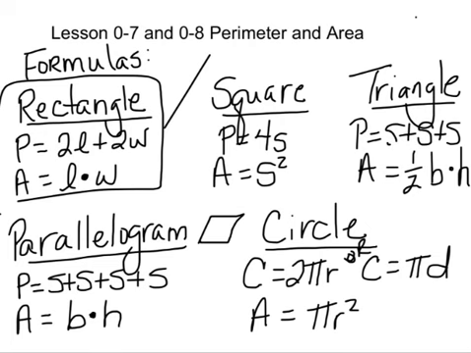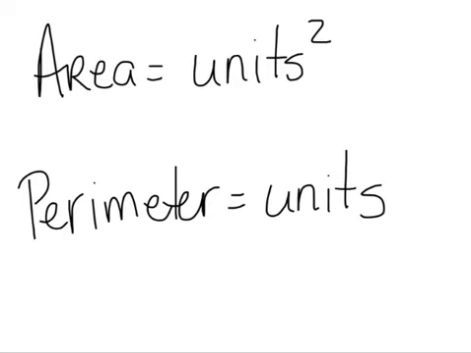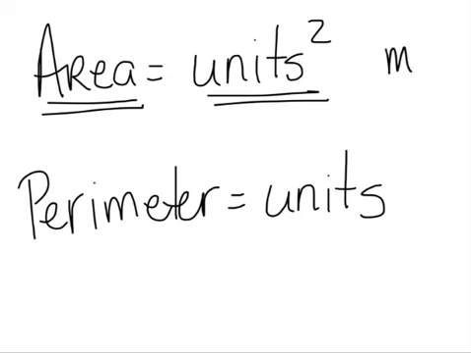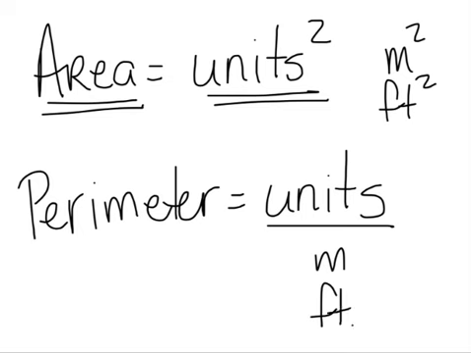All right, one more thing before we get into working some problems. I want to make sure you remember, area is always in the units to the second power, okay? Whatever it may be. It may be meters squared, feet squared, inches squared. Whatever it is, it's units to the second power. Perimeter is just the units. It may be meters, feet, inches, yards, whatever. But area is always measured in units, whatever your units are, to the second power.